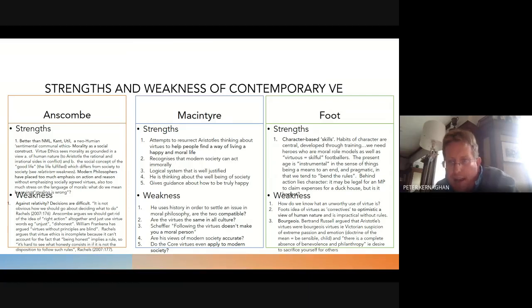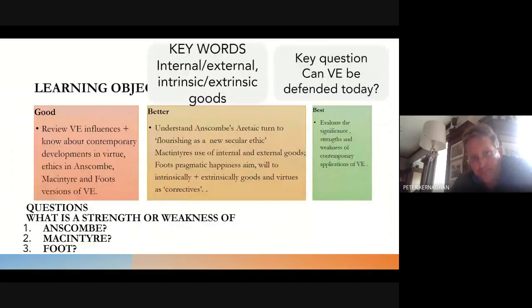Foot's idea of virtue is corrective, is optimistic. Try working with students in the sharp end and you'll soon figure that out. And lastly, Bertrand Russell says this is a bourgeois list of virtues. It's still elitist. However much Foot and MacIntyre try and bring it back, it's still quite elitist. Very Victorian, the suspicion of extreme passion, extreme emotion, hedonism. It's a very Victorian, stuffy morality. So those are the strengths and the weaknesses.